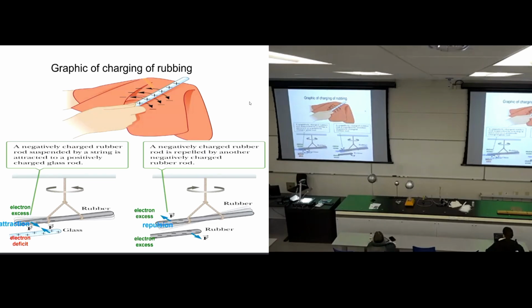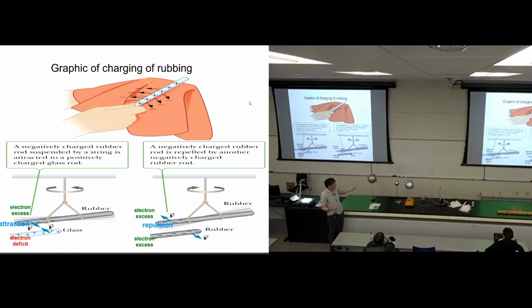In the slide here, here's a rubbed plastic or rubber rod, and rubbing the plastic transfers electrons onto the plastic or the rubber, so it became negative. Here's a glass rod. Rubbing the glass with the cat's fur transferred electrons off the glass onto the cat's fur. It became positive. So the glass has a deficit of electrons. It's lost some. The plastic has an excess of electrons. It's gained some.